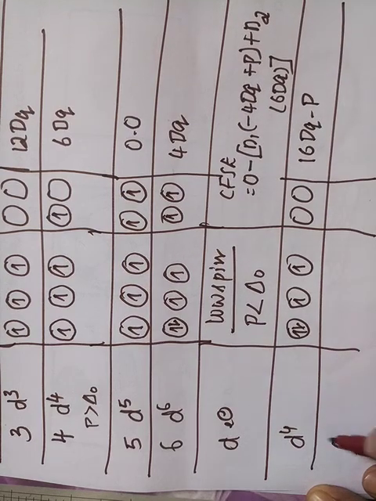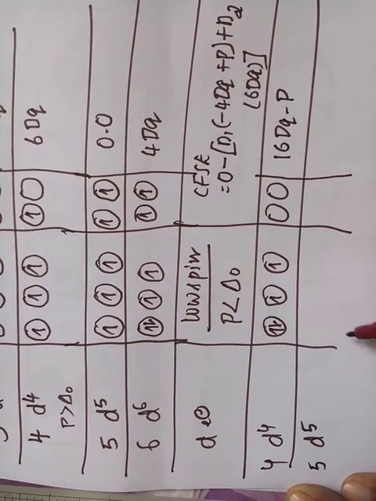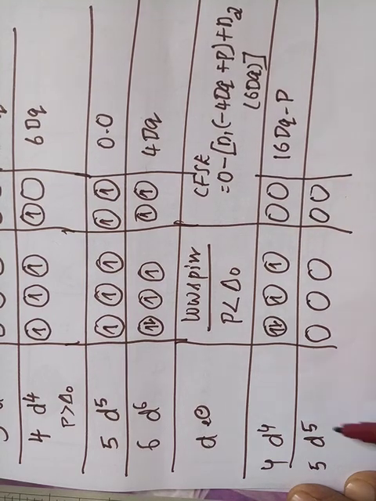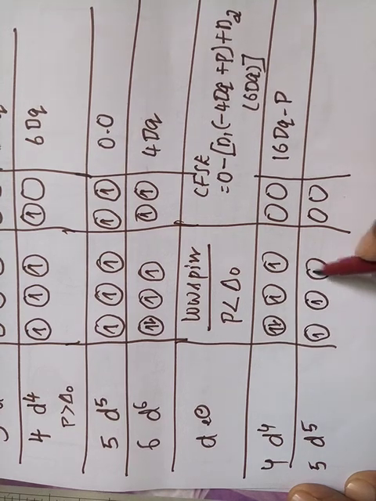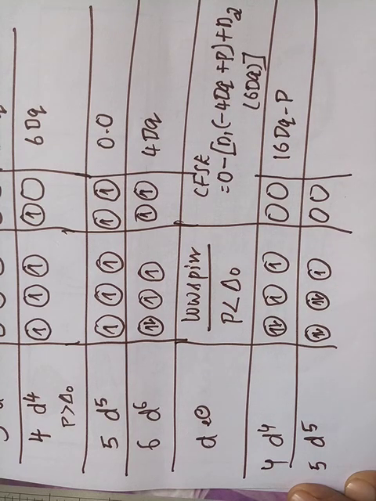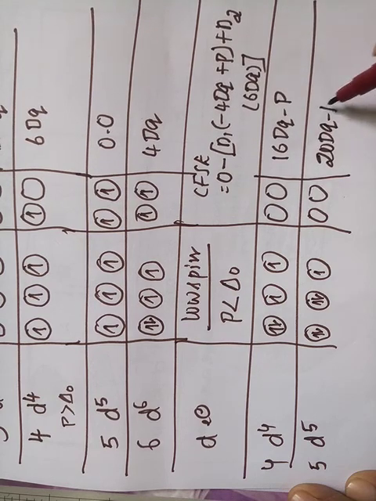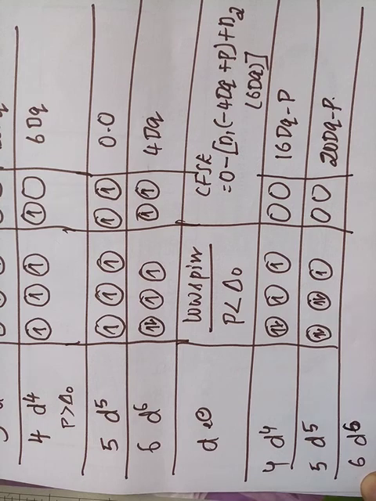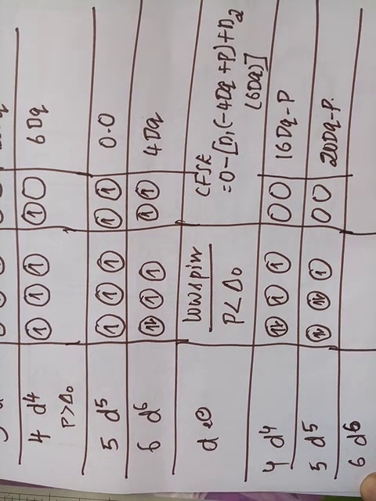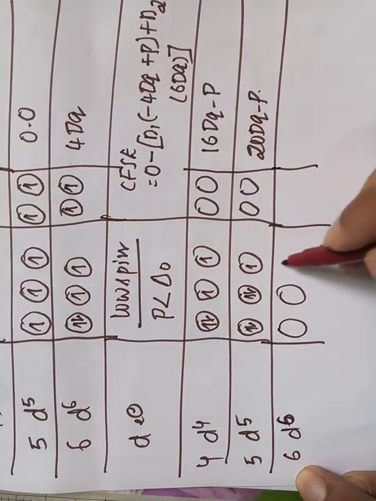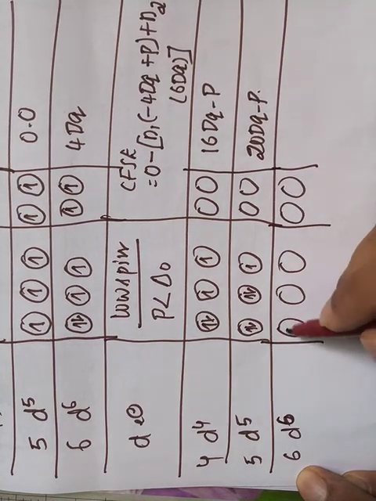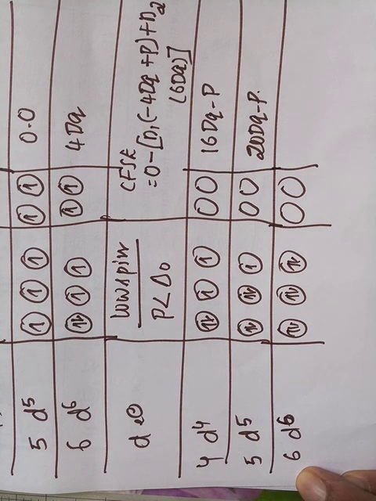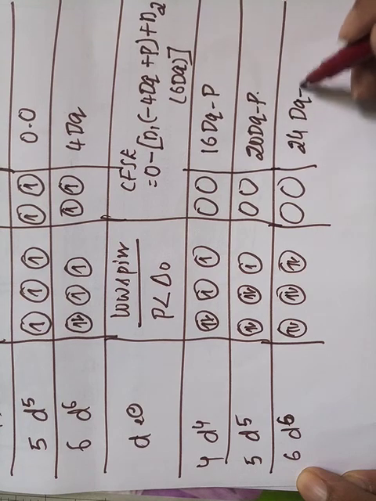Similarly, if you calculate for the d5 system, if 5 electrons are present in the d orbital, we have the T2g and Eg orbitals. There are 5 electrons, 1, 2, 3, 4 and 5. So the CFSE is 20 Dq minus P. Now for 6 electrons, the d6 configuration, there are 6 electrons and all 6 will occupy the lower energy T2g orbital. So it is 24 Dq minus P.